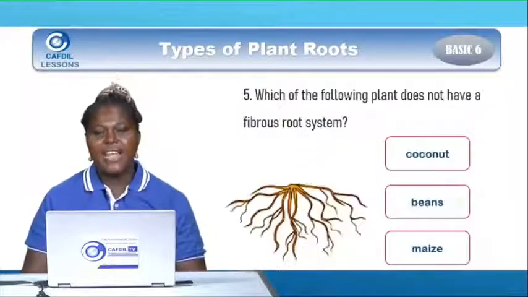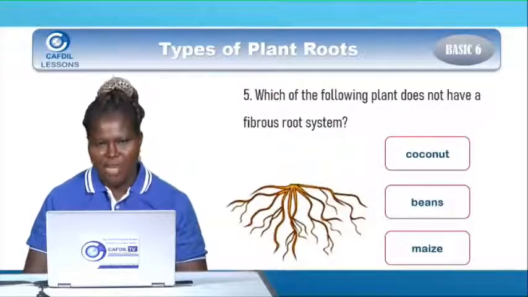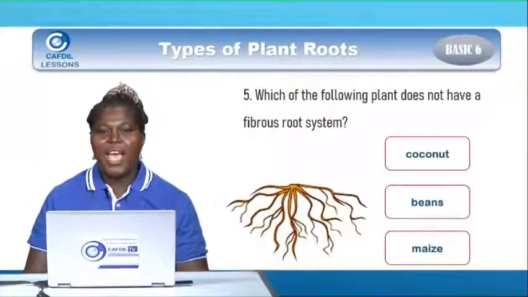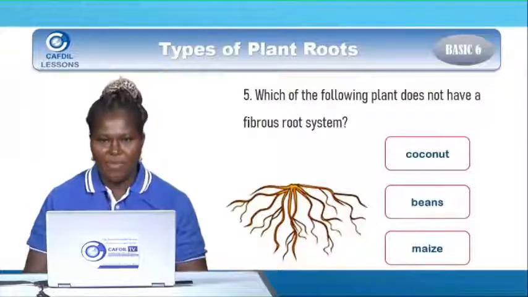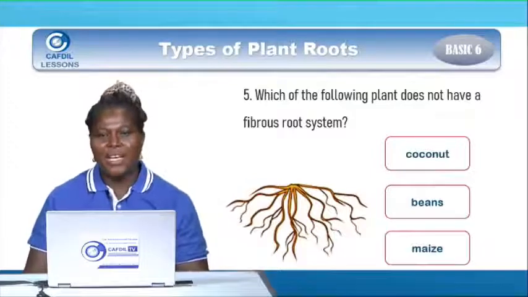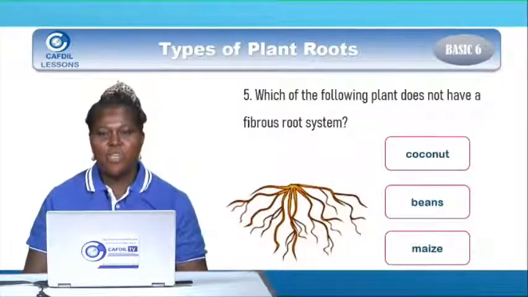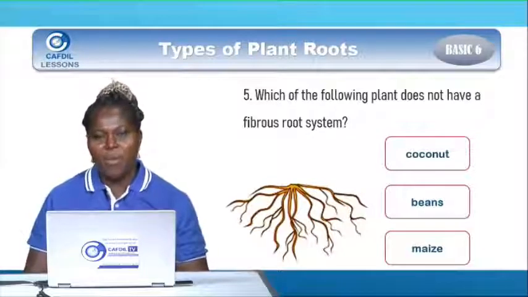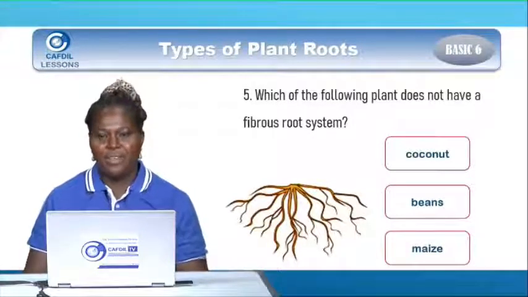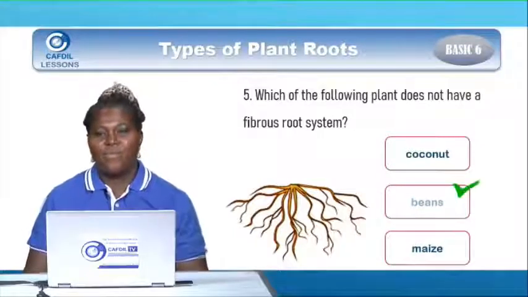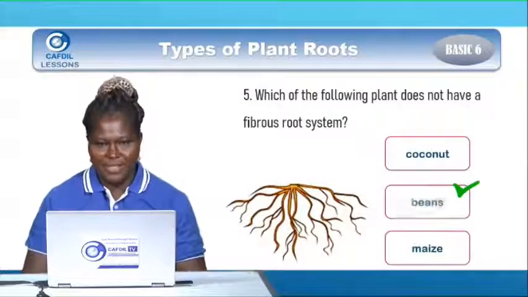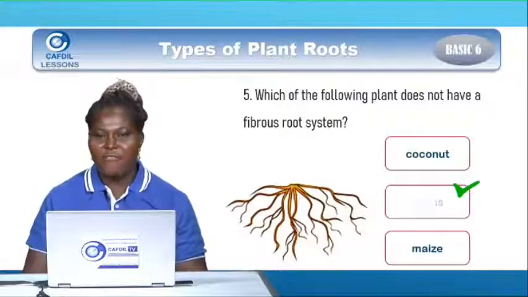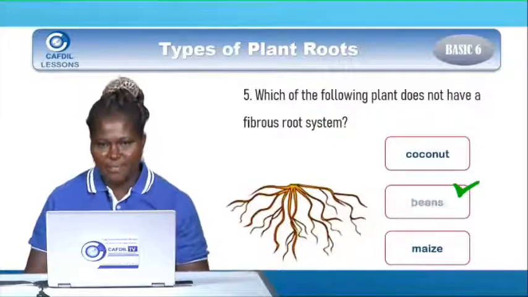And the last question, number 5. Which of the following plants does not have a fibrous root system? Coconuts, beans, and maize. Which of them? The beans. So the beans plant does not have a fibrous root system.